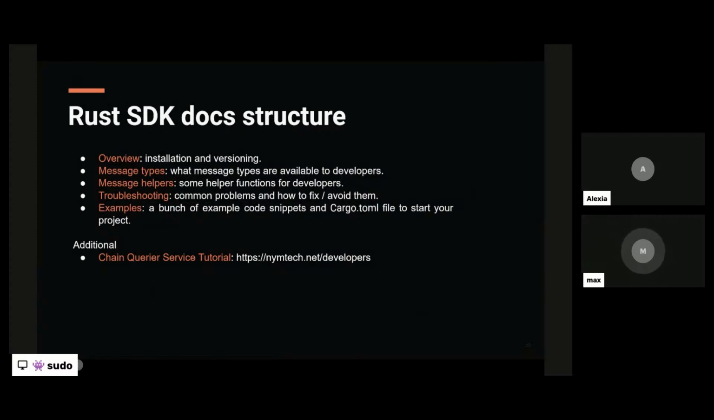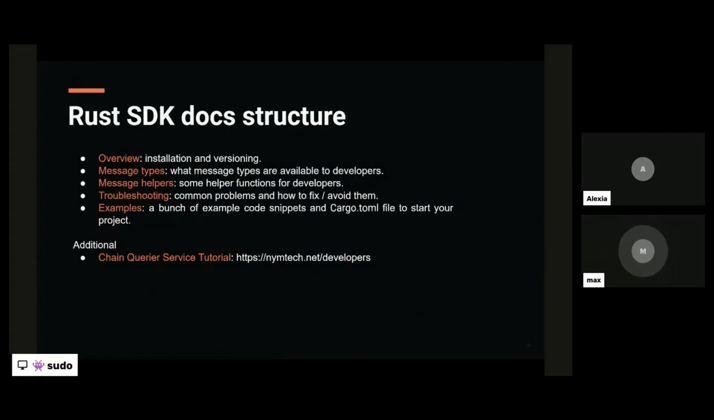So what's the structure of these docs? You have the overview, and the installation and versioning that I was just saying, how you import it from GitHub. And then you also have your message types, so the different types of messages that you can use to send through the Mixnet. We also have helpers. So these are helper functions.